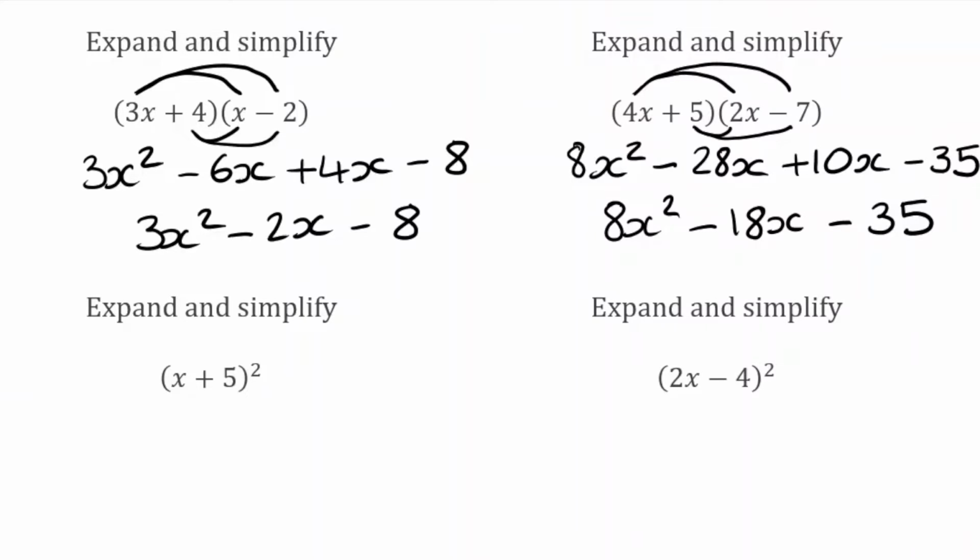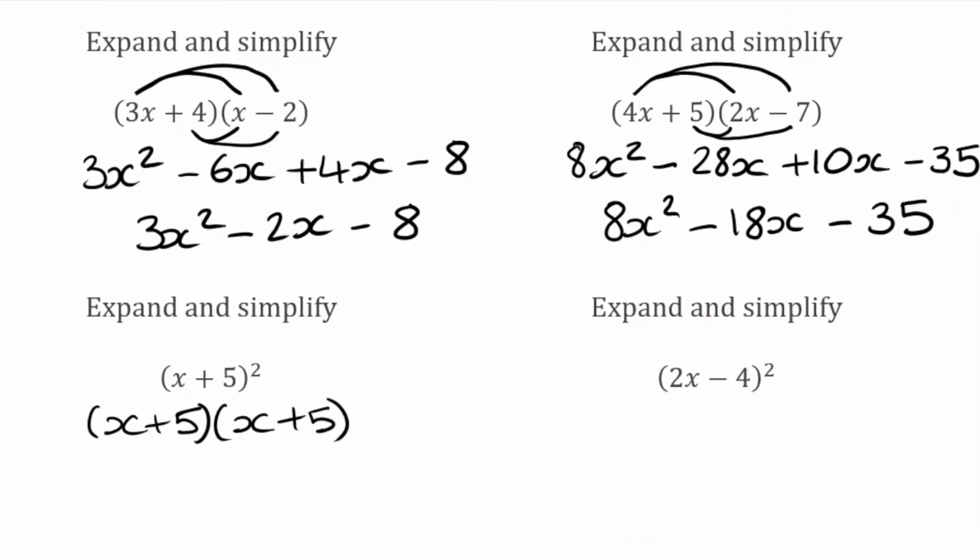Okay, moving on to our last questions for today. We've actually got, for our first one, x plus 5 all squared. Well, initially, this doesn't look like a double bracket, but it actually is. We know that the process of squaring is to multiply something by itself. So if I have x plus 5 all squared, that means I'm going to take that x plus 5, and I'm going to multiply it by x plus 5 again. So this is where the double bracket comes back in.